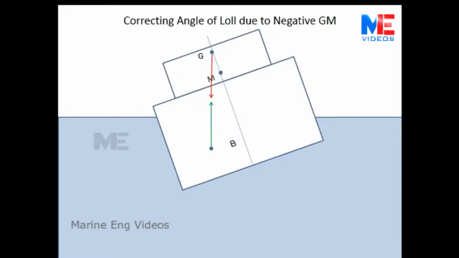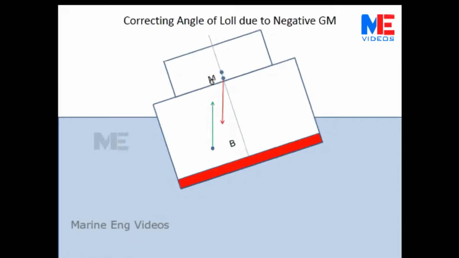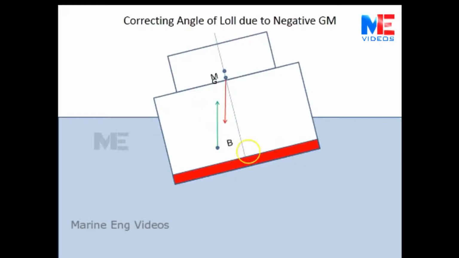Well, all right, here's the vessel lolling on the other side. It flopped back over. The reason why we have Loll is because G is above M, negative GM, negative stability. Well, if we could somehow get G down below M, the vessel would right itself. So we can do this by ballasting. Now, technically, the best thing to do would be to ballast on the low side, but I'm just going to go ahead and ballast evenly across both tanks here. And you'll see that that brings G below M.